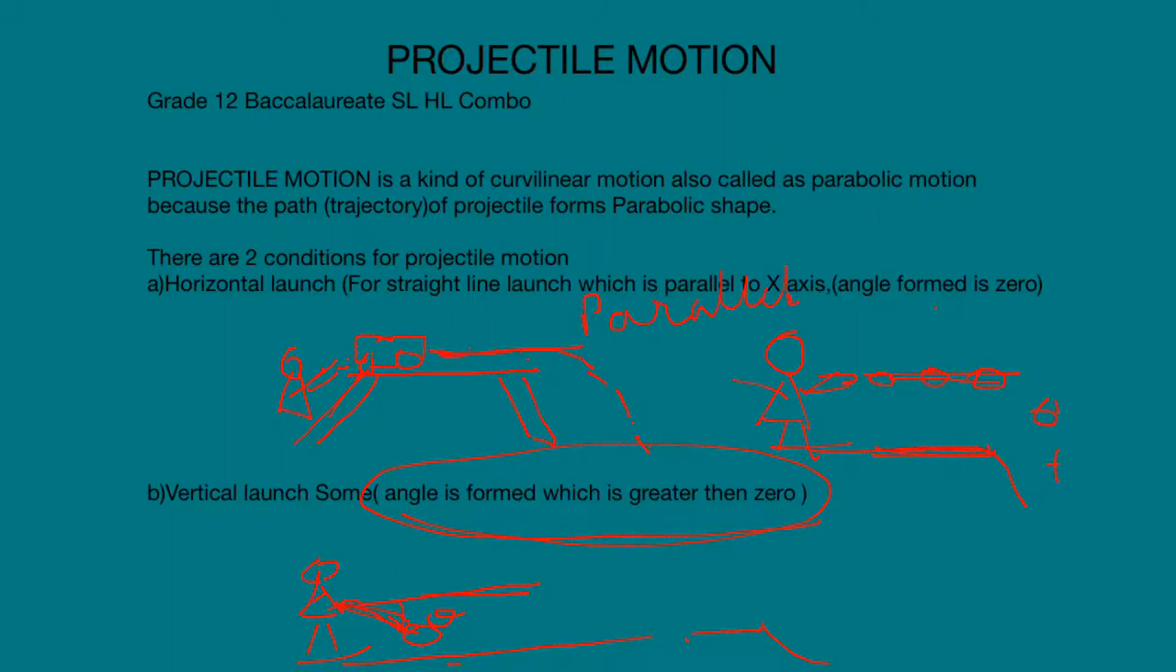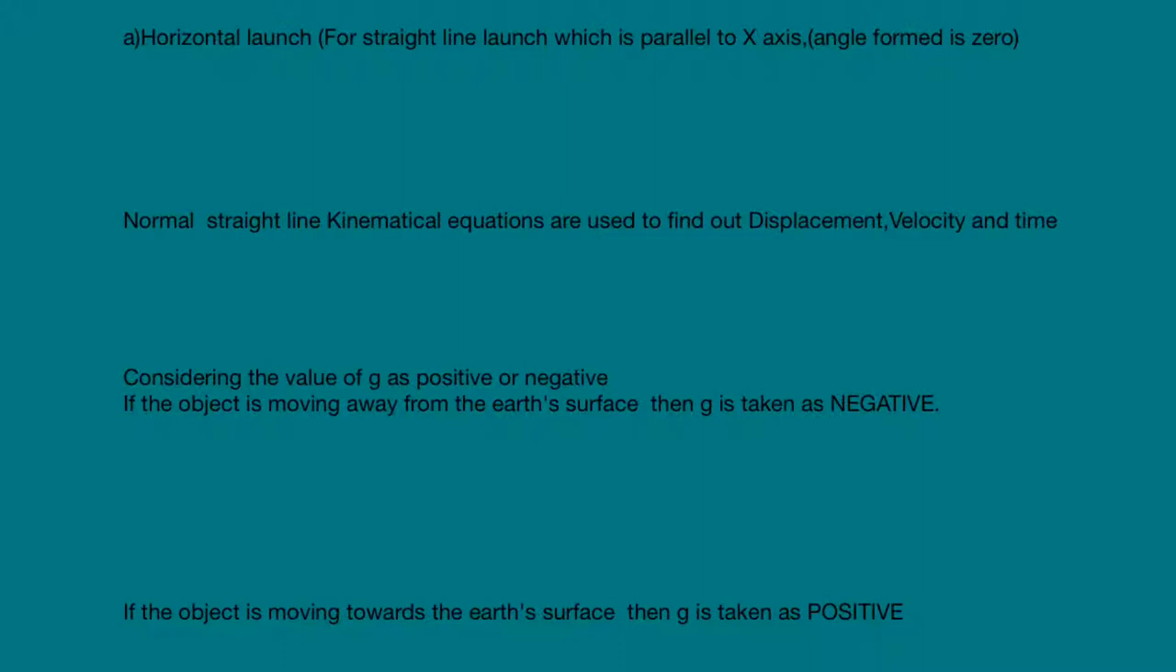For horizontal launch, we have taken a few equations and we have done questions. These are the basic rules for horizontal launch. For a straight line launch which is parallel to the x-axis, the angle formed is 0. That we have discussed. Normal straight line kinematical equations are used to find displacement, velocity and time, like s equals ut plus half at square, v square equals u square plus 2as, or v equals u plus at. These three equations are only used here.